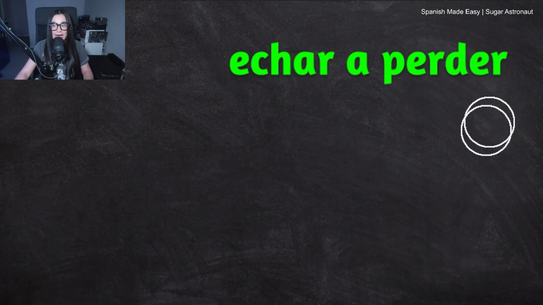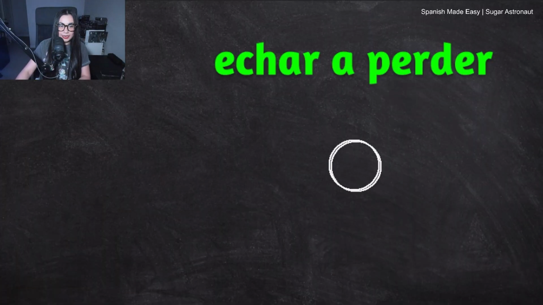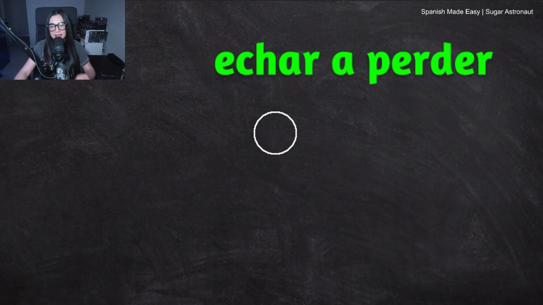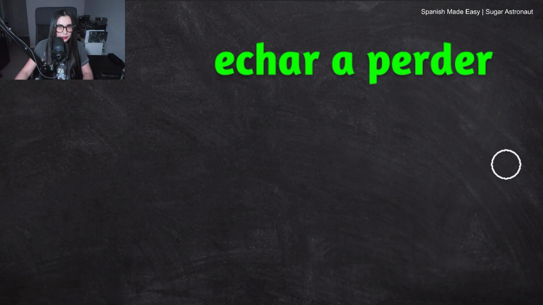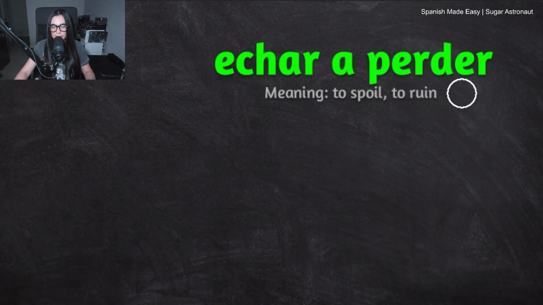Echar a perder. Echar a perder. Do you know the meaning of this phrase? Echar. We're using the verb echar a lot lately, but we have to because echar is a very helpful verb that can work in different situations. Echar usually means to throw, and it can mean, of course, a few more things, but the phrase echar a perder means to spoil or to ruin.